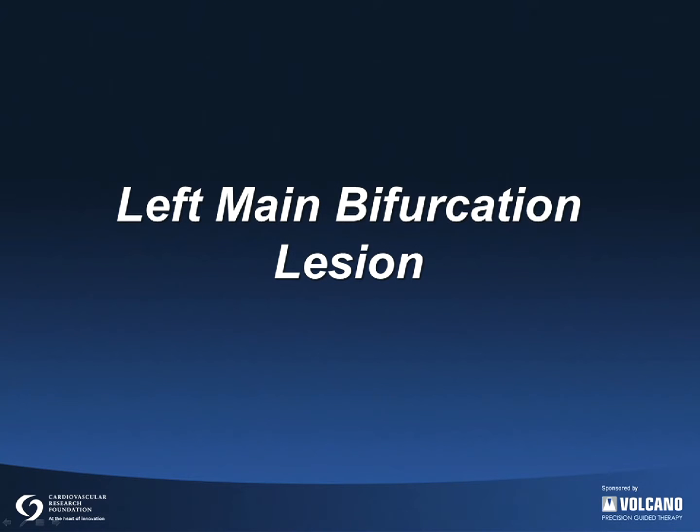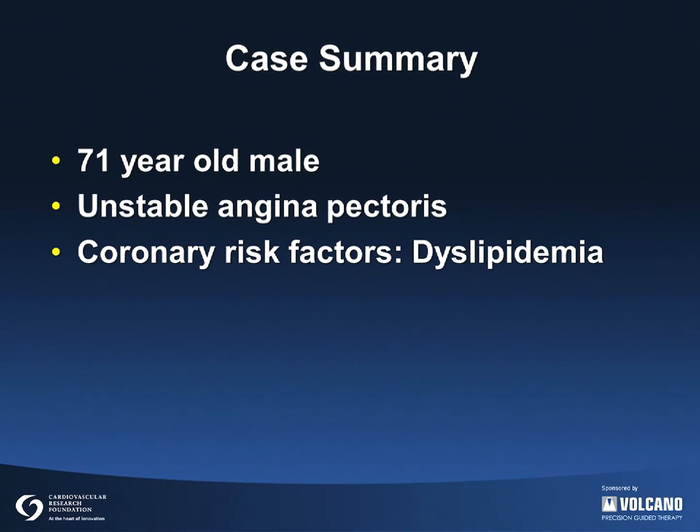This is an IVUS case summary of treatment of left main disease. A 71-year-old male was admitted to the hospital with unstable angina. His only risk factor was dyslipidemia.